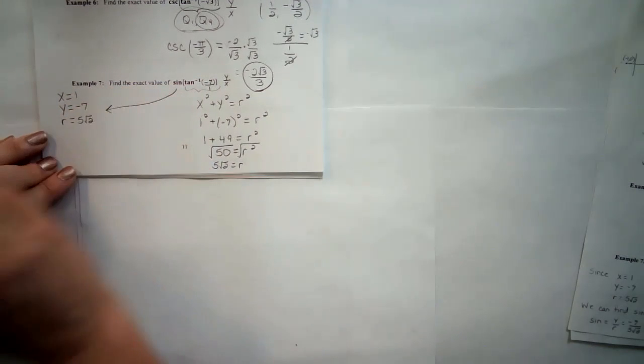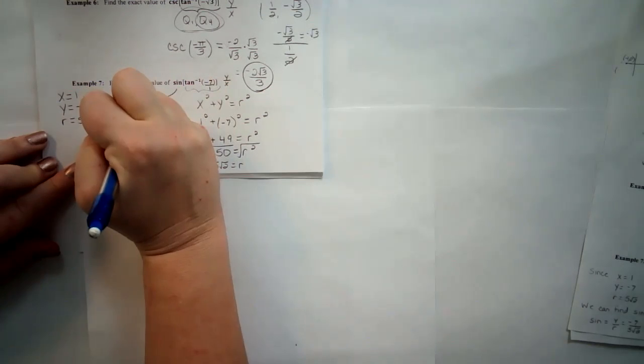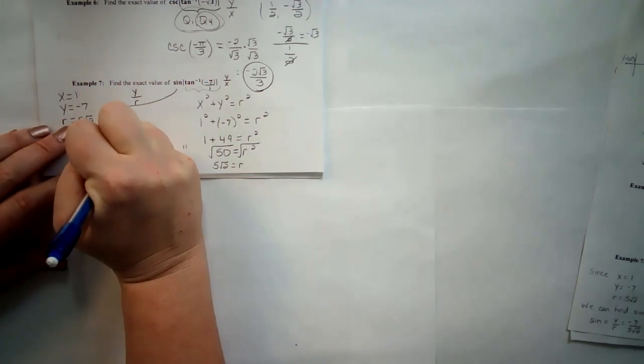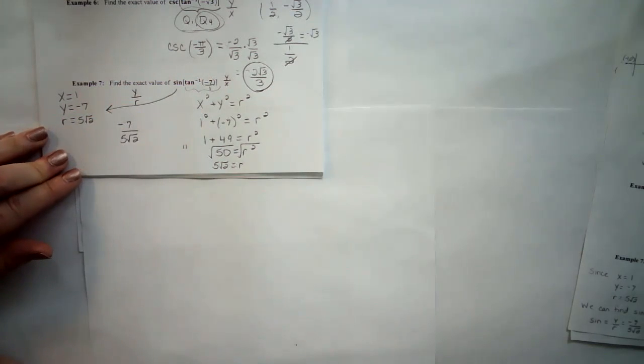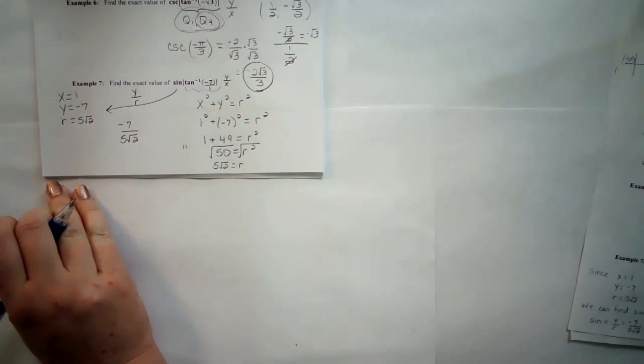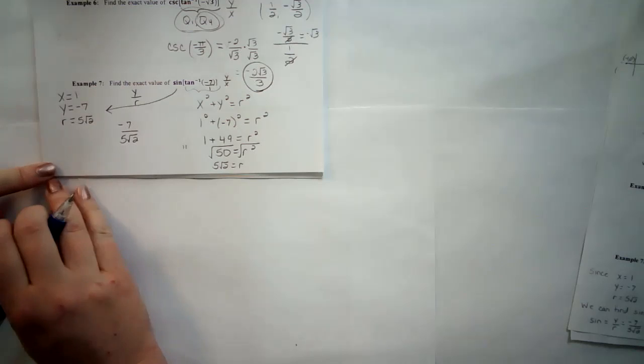And we want sine. Okay, sine is y over r. We're going to have a -7 over 5 root of 2. Okay, we still have to rationalize, but everybody good on that part? Okay, here's where, depending on your algebra teacher, you may be doing a little extra work. So let's just talk about this for a second.